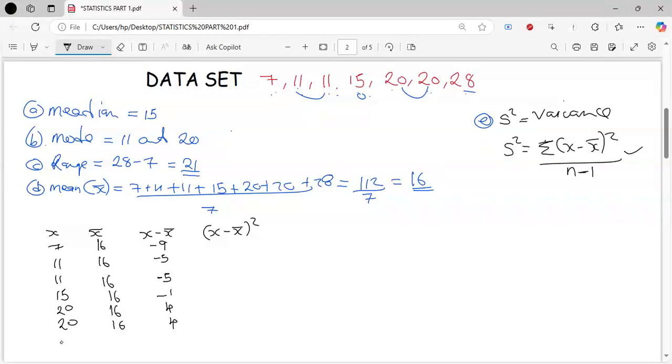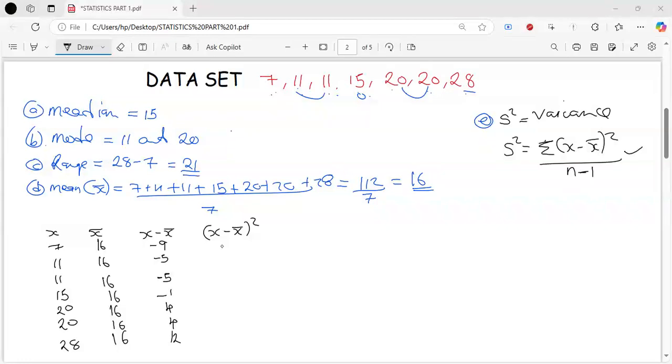So I forgot 28 there. Then there's also the same 16 mean. So 28 minus that will give us 12. All right, so since it is giving us 12, what we are going to do is we'll square now.